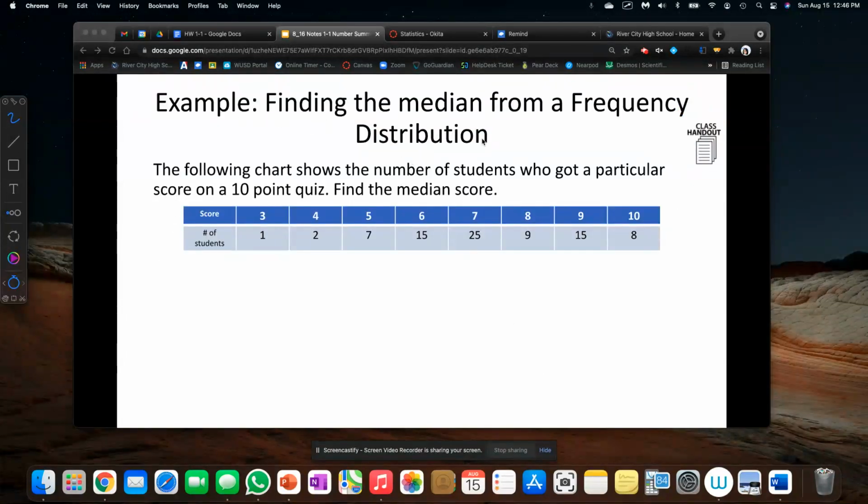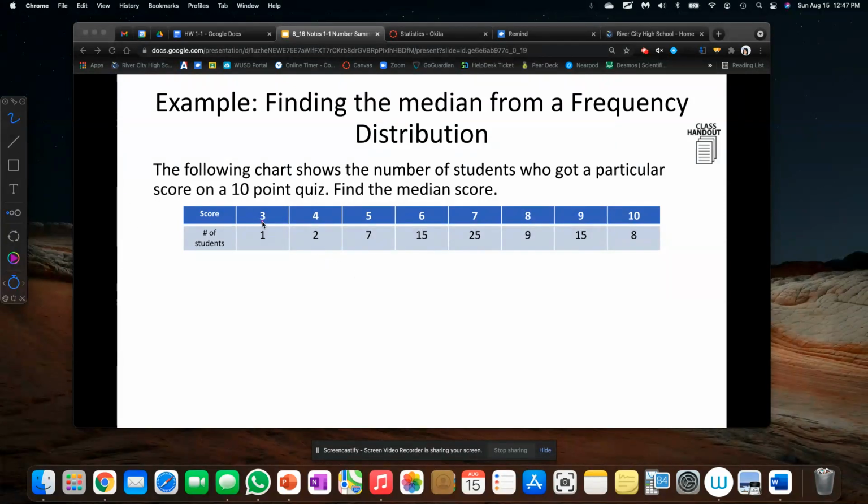So here's an example of how to find the median from a frequency distribution. The key thing we have to remember is that the median is the middle number. Here it says the following chart shows the number of students who got a particular score on a 10-point quiz. Find the median score. The scores ranged between 3 and 10. One person got a 3, 2 people got a 4, 7 people got a 5, et cetera.